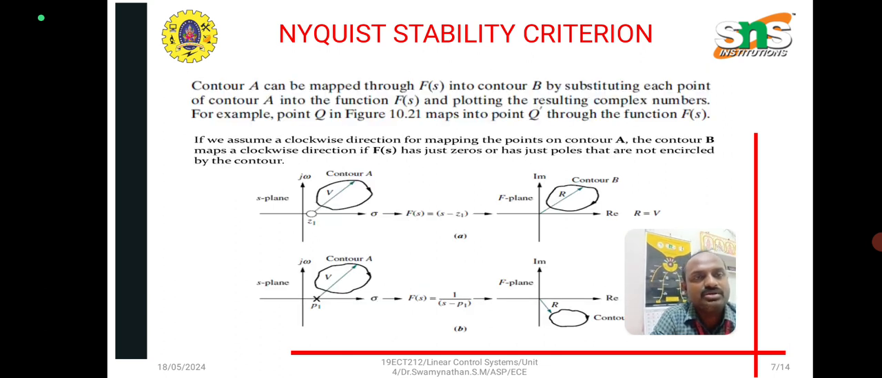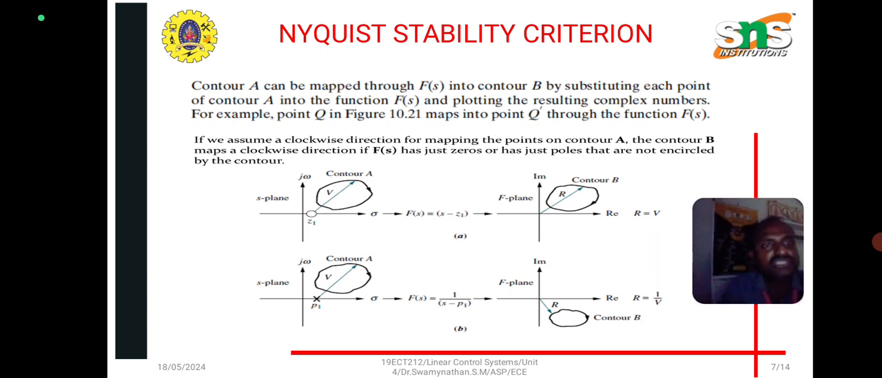Based on the contour, you can map the S plane into the F plane through f of s equal to s minus z1, that is the zeros condition. So again, contour A to contour B. Again, contour A to contour B for the poles, f of s equal to 1 by s minus p1, where p1 is nothing but the pole. So these are inversely proportional. Look at this contour B, and again the contour B in the downside. These are all important things we need to consider in this part.